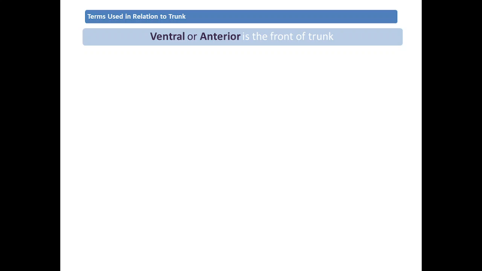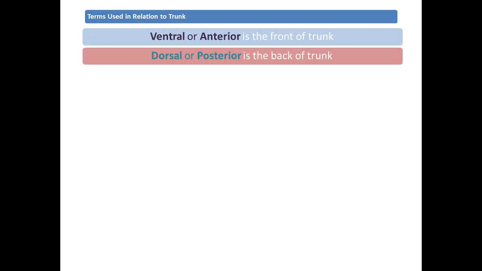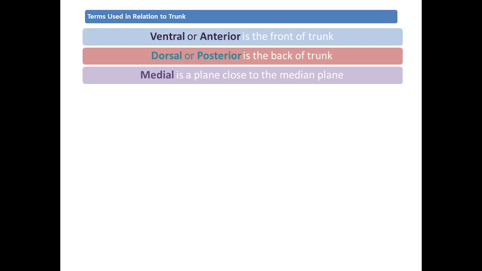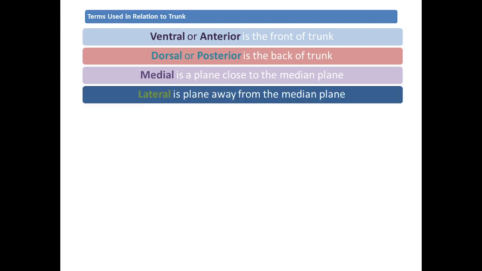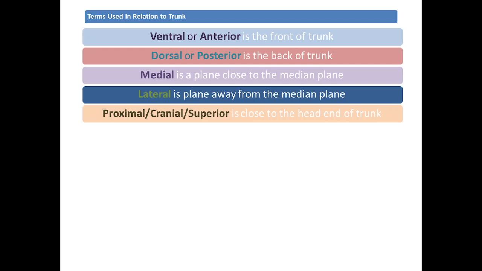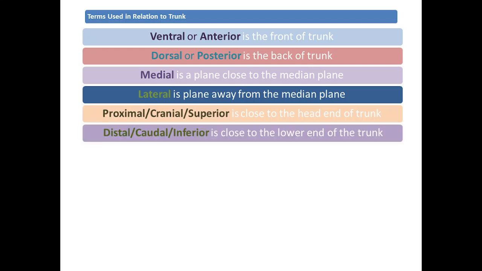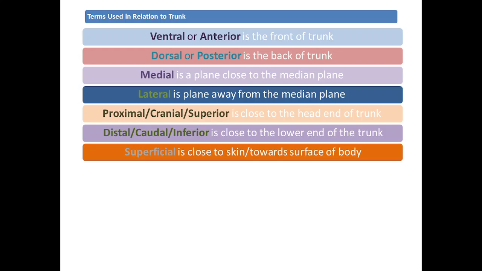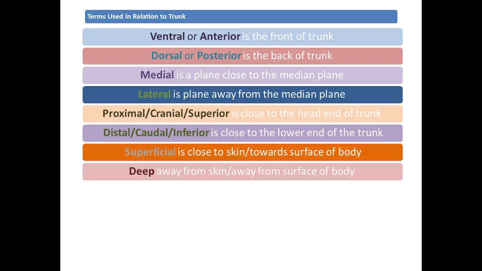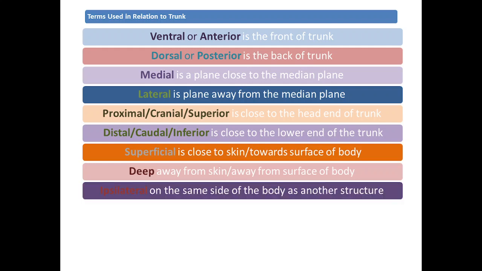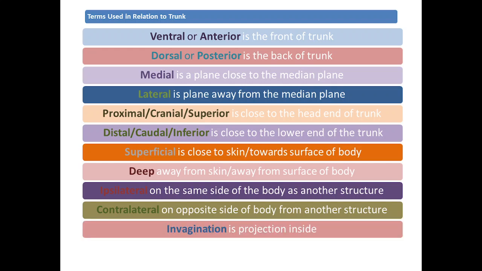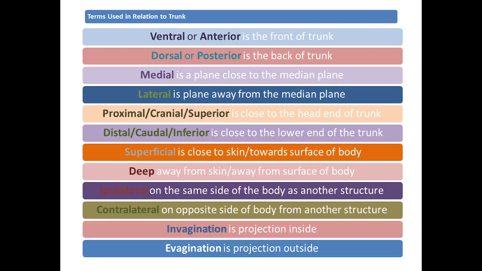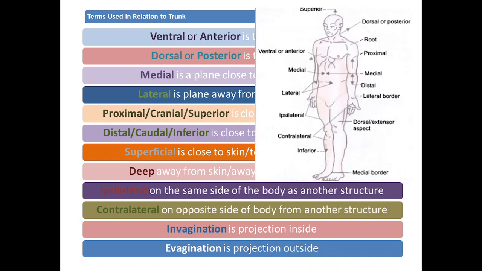Ventral or anterior is in front of the trunk. Dorsal or posterior is the back of the trunk. Median is close to the midplane. Lateral is away from the midplane. Proximal, cranial, or superior is close to the head. Distal, caudal, or inferior is close to the lower limb. Superficial is towards the surface of the body and deep is away from the surface or skin. Ipsilateral is on the same side and contralateral is on the opposite side from another structure. Invagination is projection inside and evagination is projection outside.